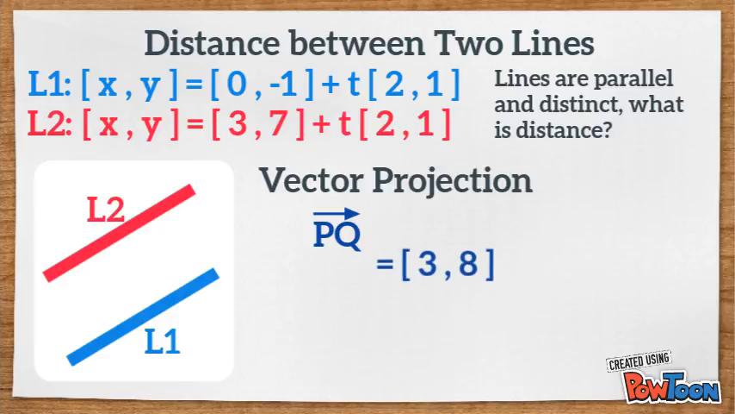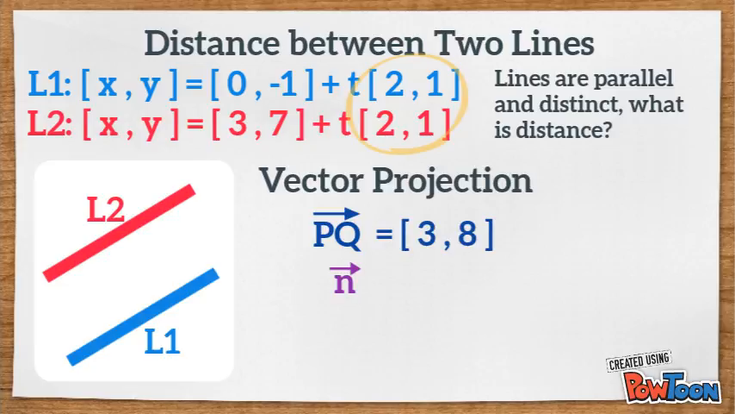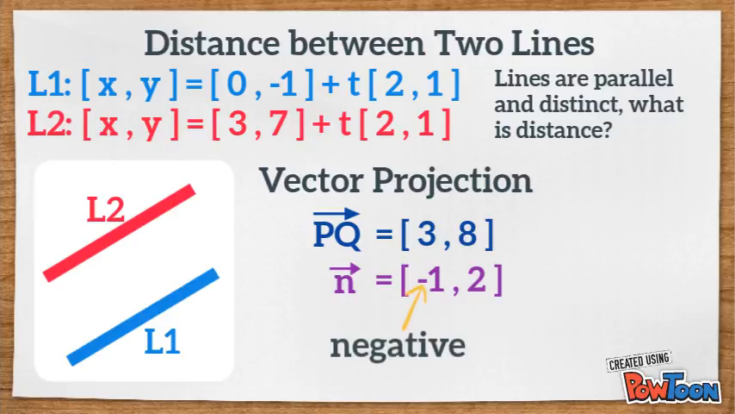Then, a normal can be found using a method previously mentioned in this video. We take the direction vector (2, 1) and swap the x value and y value, then add a negative sign to one of the values. So, vector n can be (-1, 2).